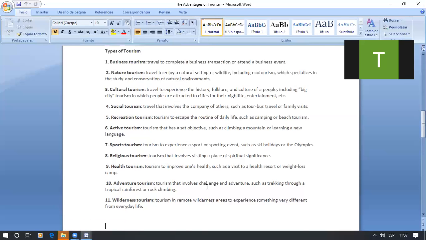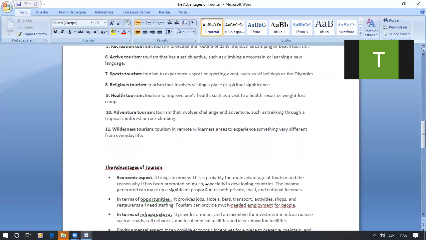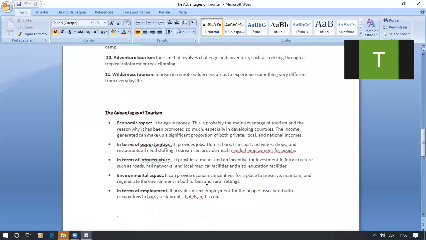That's something interesting. Okay, and then we talk about the advantages of tourism. This is something that we also talked about, Tiare, in question number 1 that says list some of the advantages and disadvantages. And we listed them here. What are the advantages? Well, first, it brings in money. In the economic aspect, tourism brings in money. This is probably the main advantage of tourism.